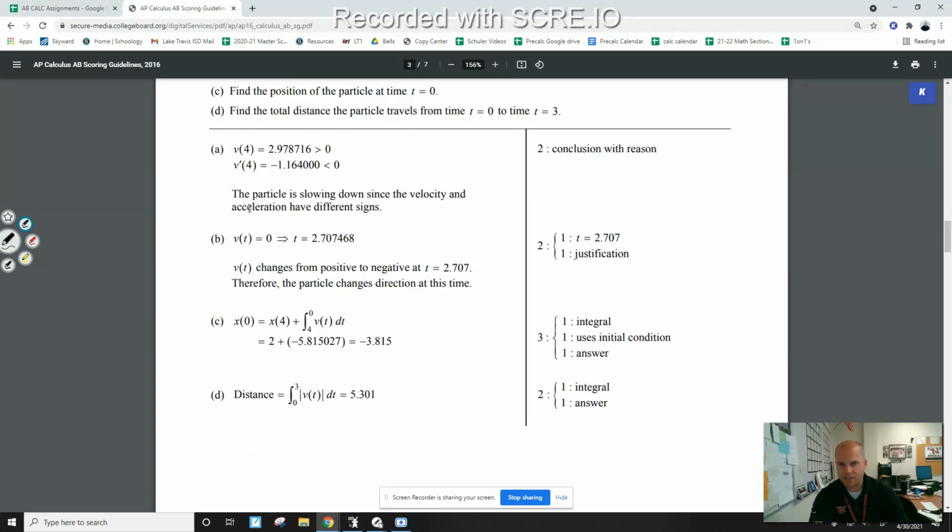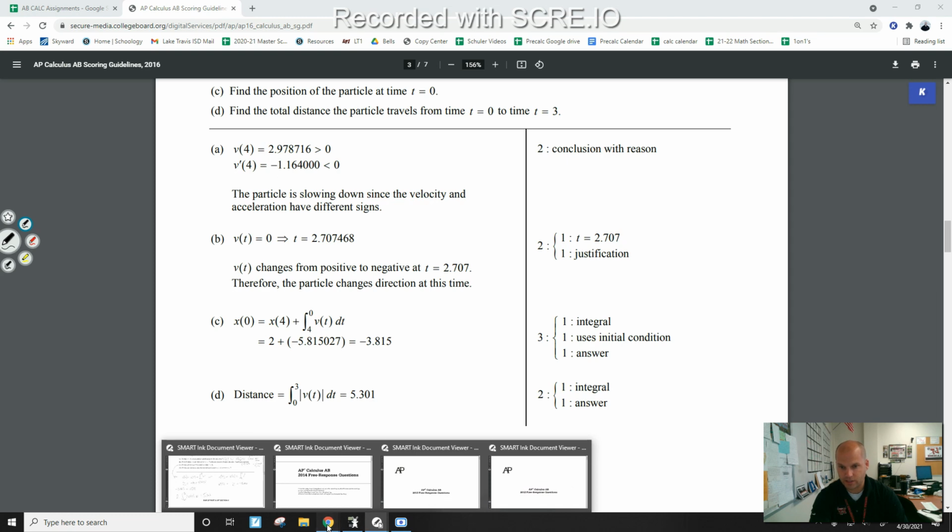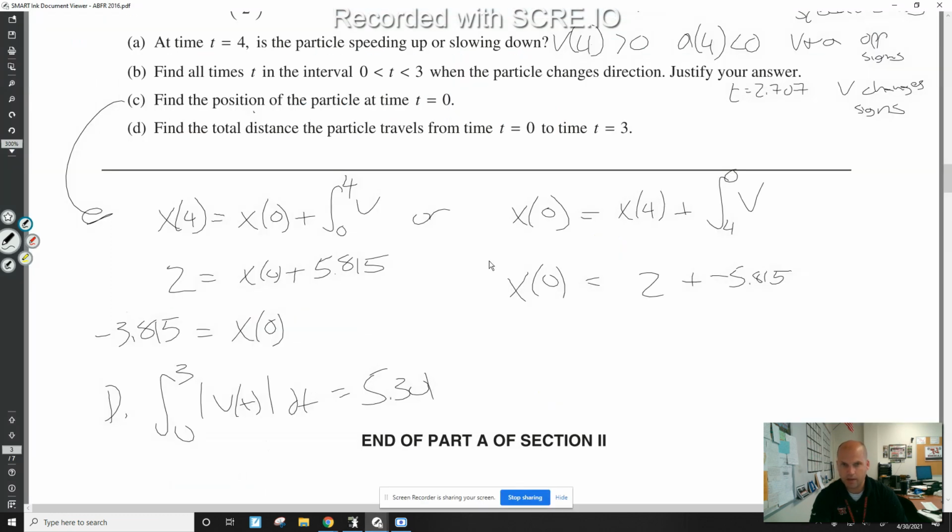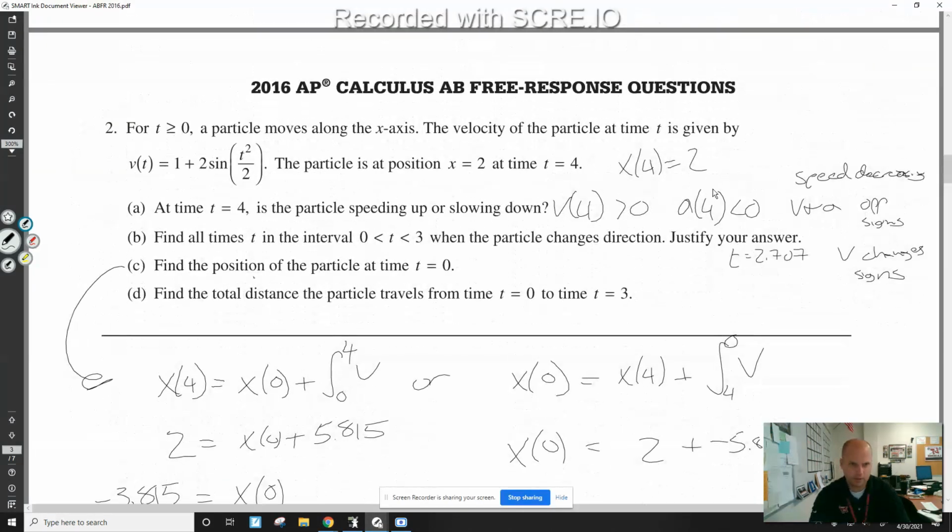Particle slowing down: velocity and acceleration have opposite signs. Boom. Conclusion with reason. You don't even need the values. They didn't ask you for the values. It's just speeding up or slowing down.